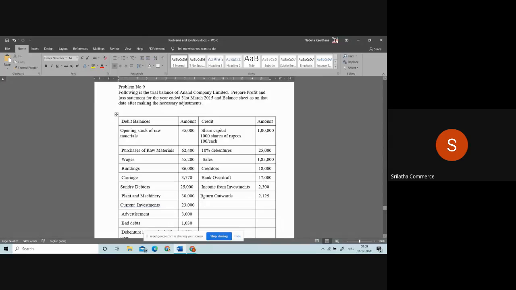Isn't it? We discussed the calculation of corporate dividend tax, and I explained problem number 9. I asked you all to prepare the format of the statement of profit and loss and the balance sheet, and in the previous class I asked you all to prepare the format of the statement of profit and loss and the balance sheet.